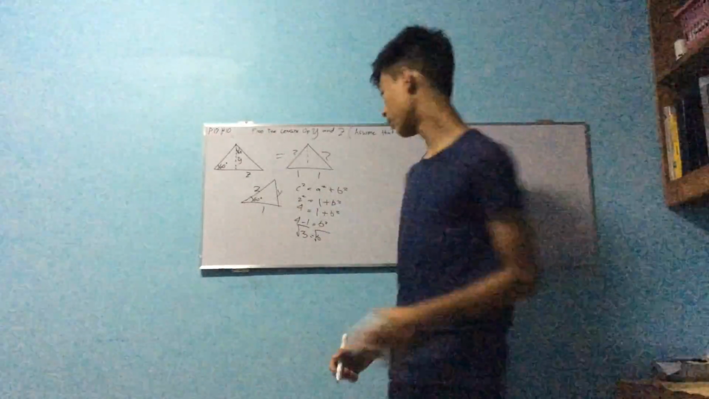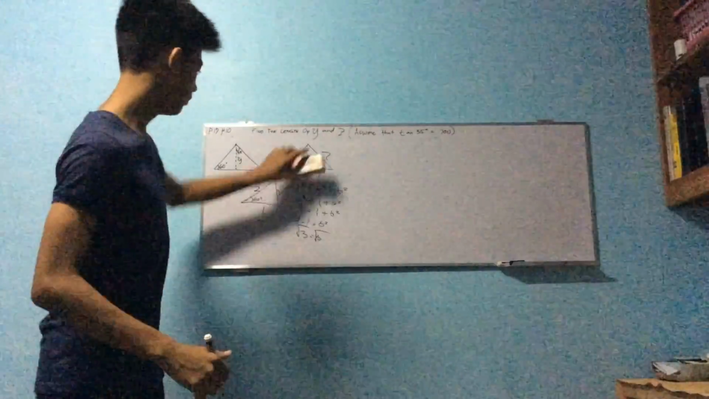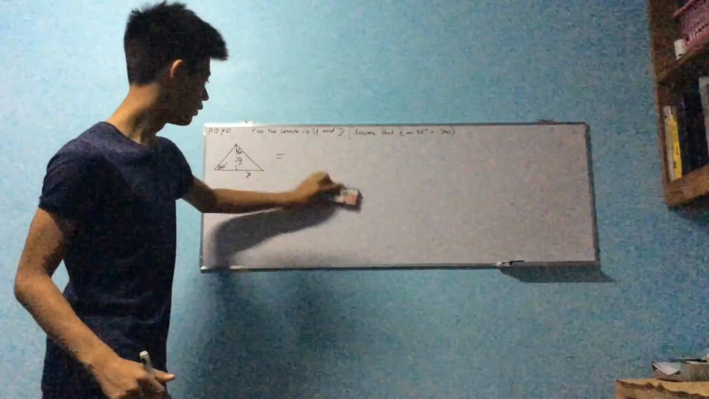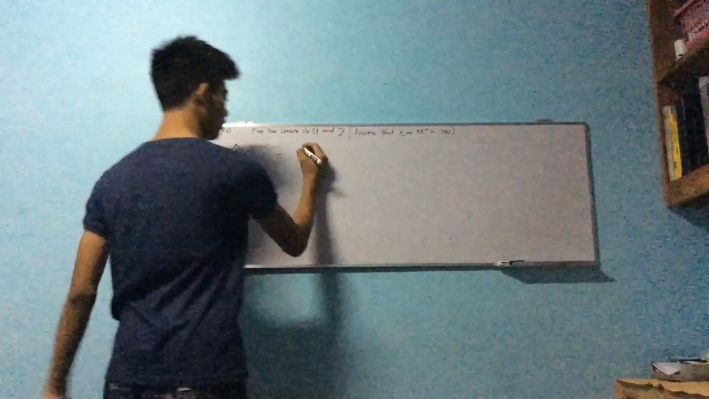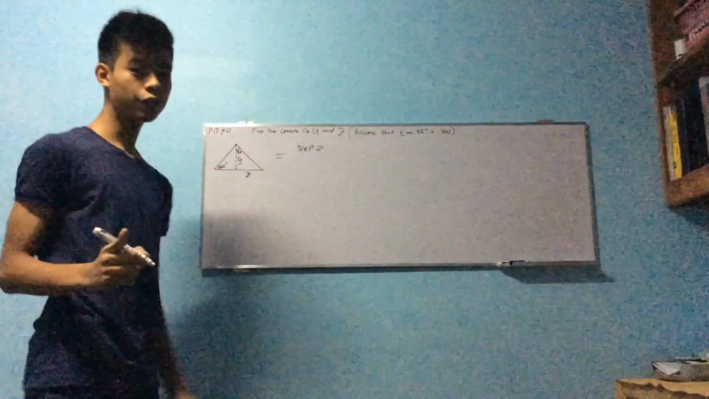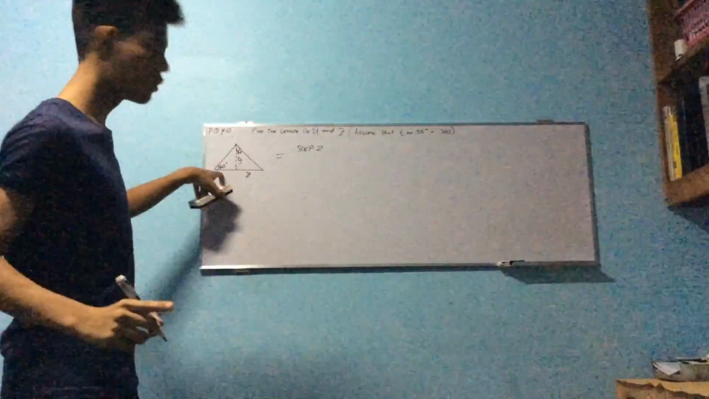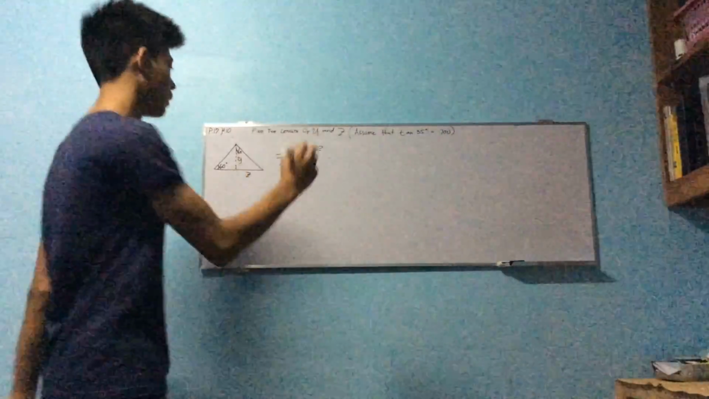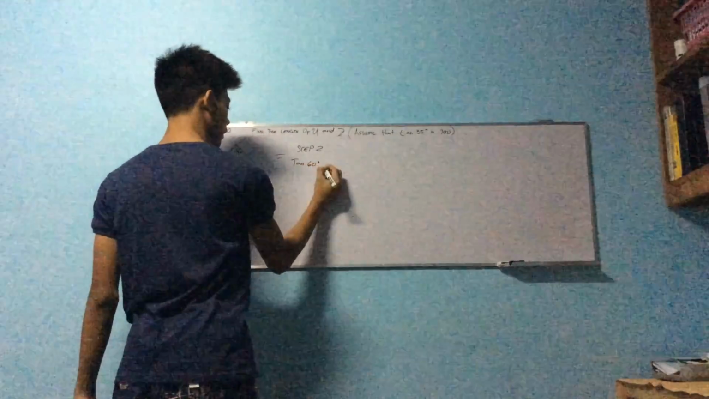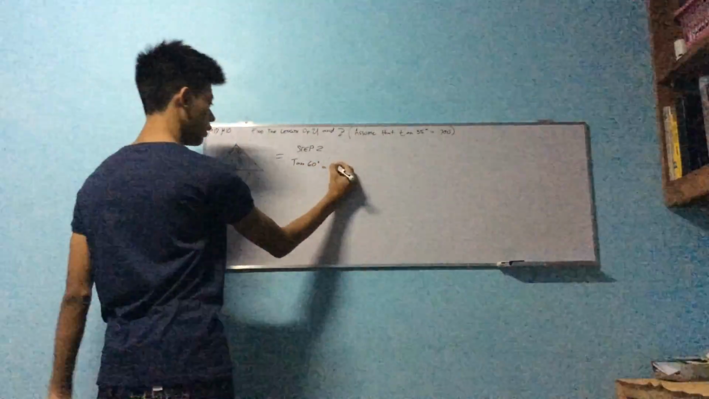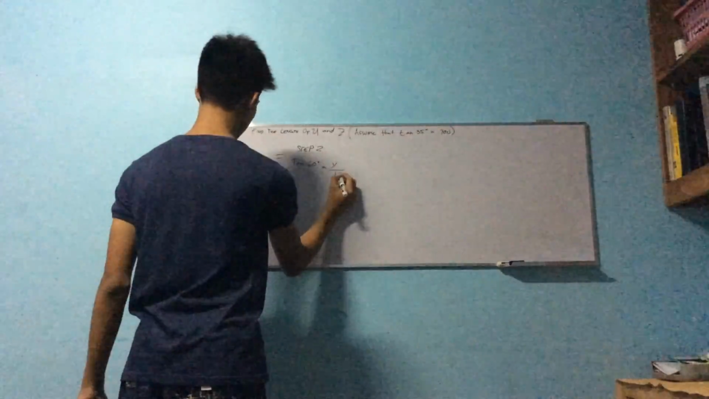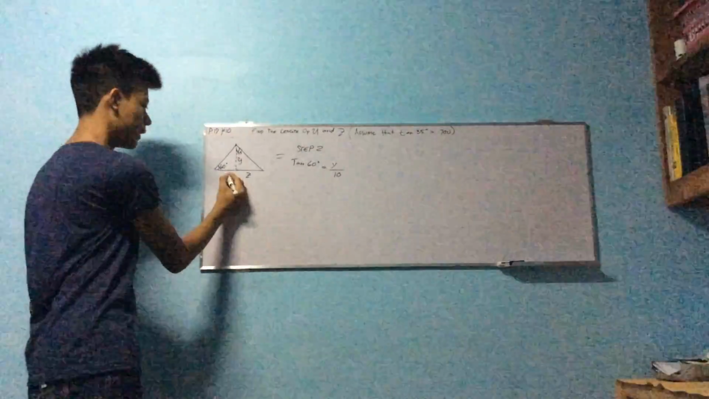Moving on. Let me just erase this. Step 2. We will solve for the tangent of 60 degrees. So, tangent 60 degrees is equal to y over 10, because we are given 10 here.